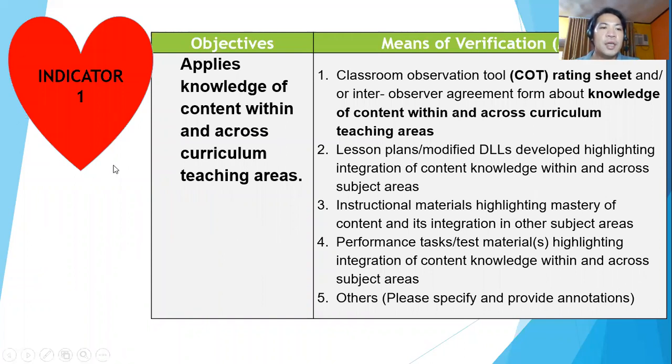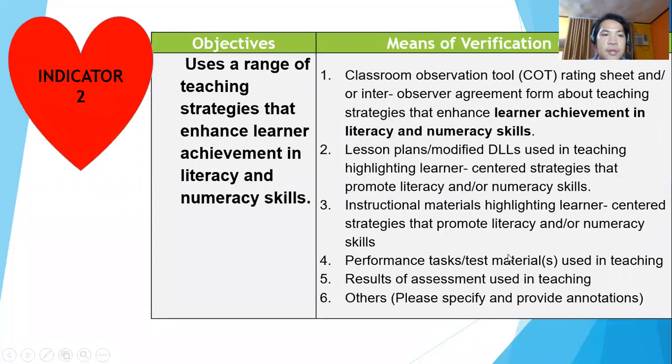In indicator number 1, the objective is applies knowledge of content within and across curriculum teaching areas. The first one is the COT rating sheet about knowledge of content within and across curriculum teaching areas. Next, lesson plans or DLL, instructional materials, performance tasks or test materials, and others.